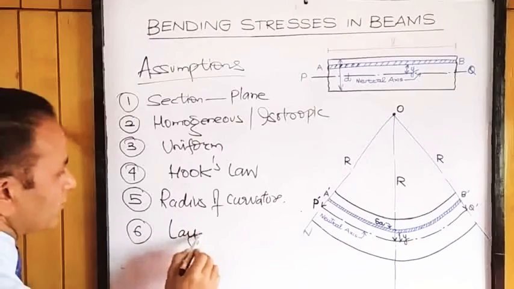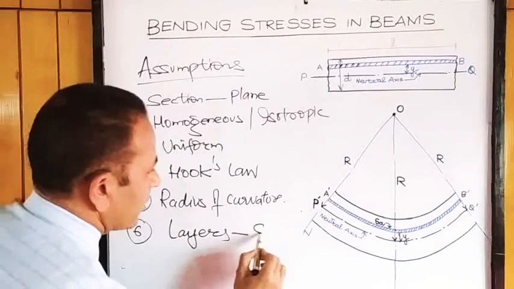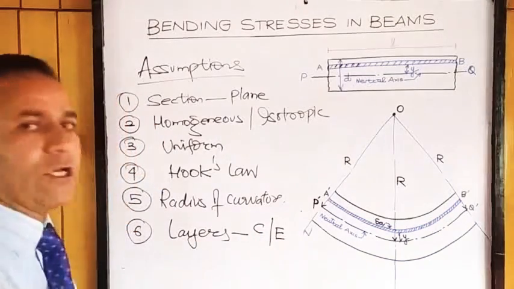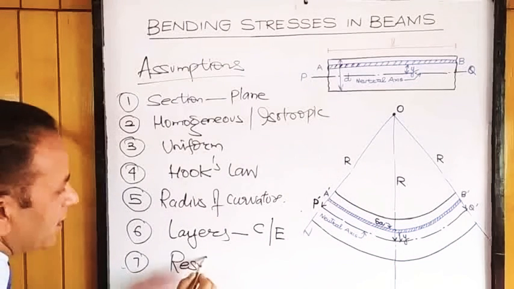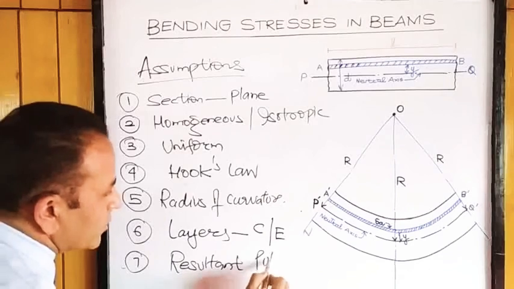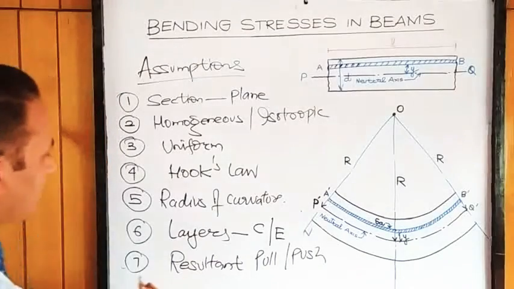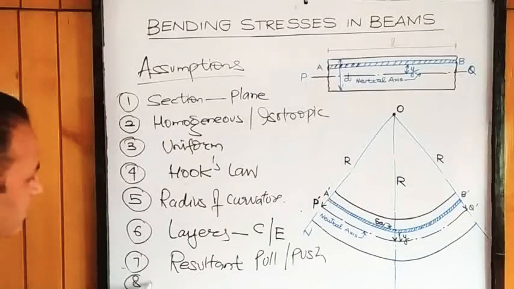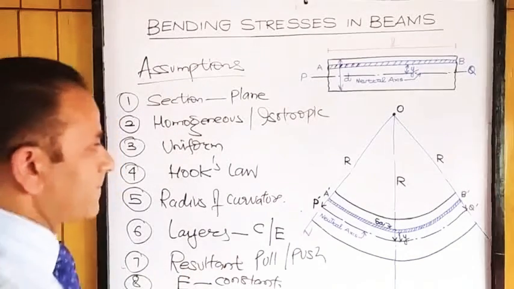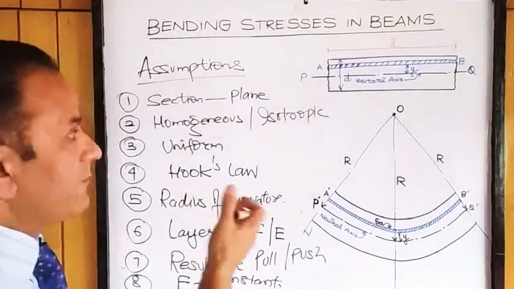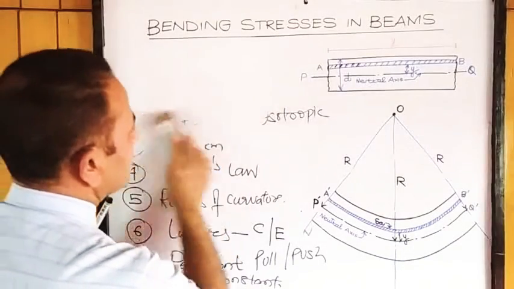The member is made up of certain layers which are free to contract and expand. Then we have seventh, that there is no resultant pull or push on the member. And the modulus of elasticity E is constant. So this bending equation, which we will derive, will be valid within all these assumptions only.